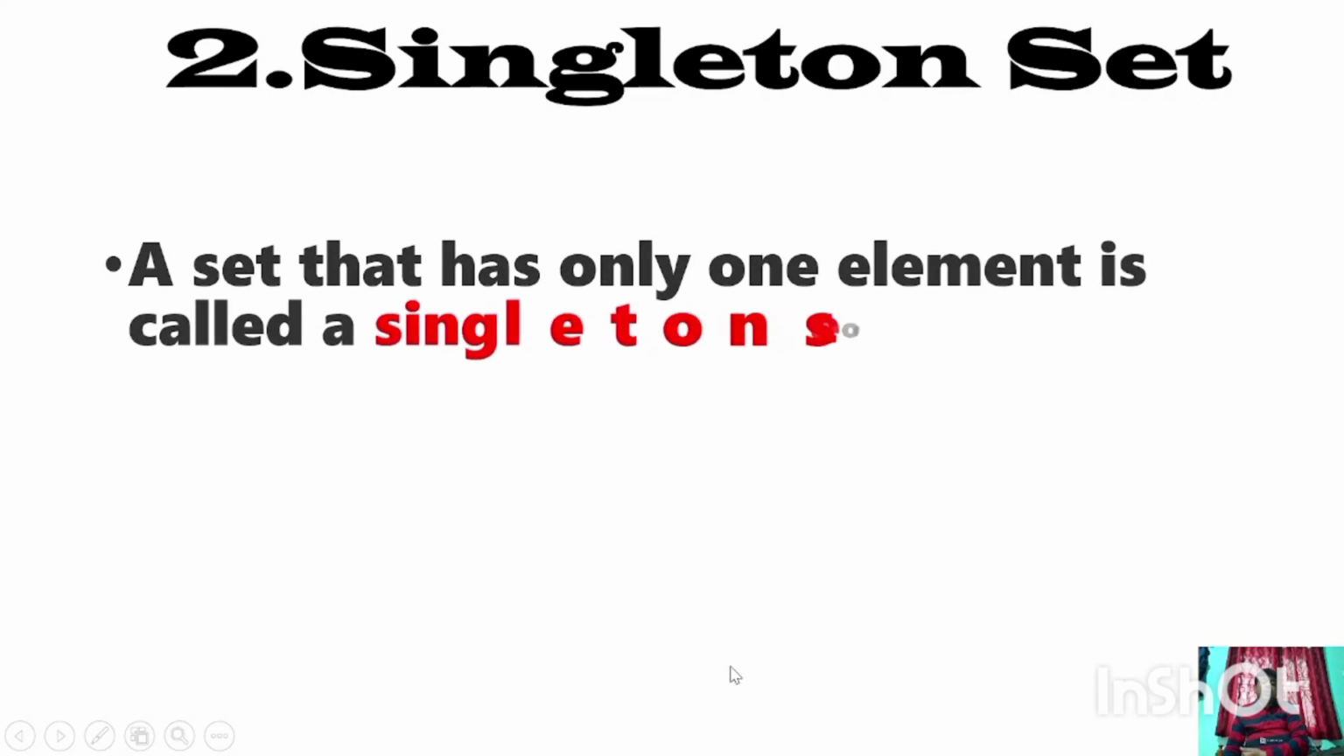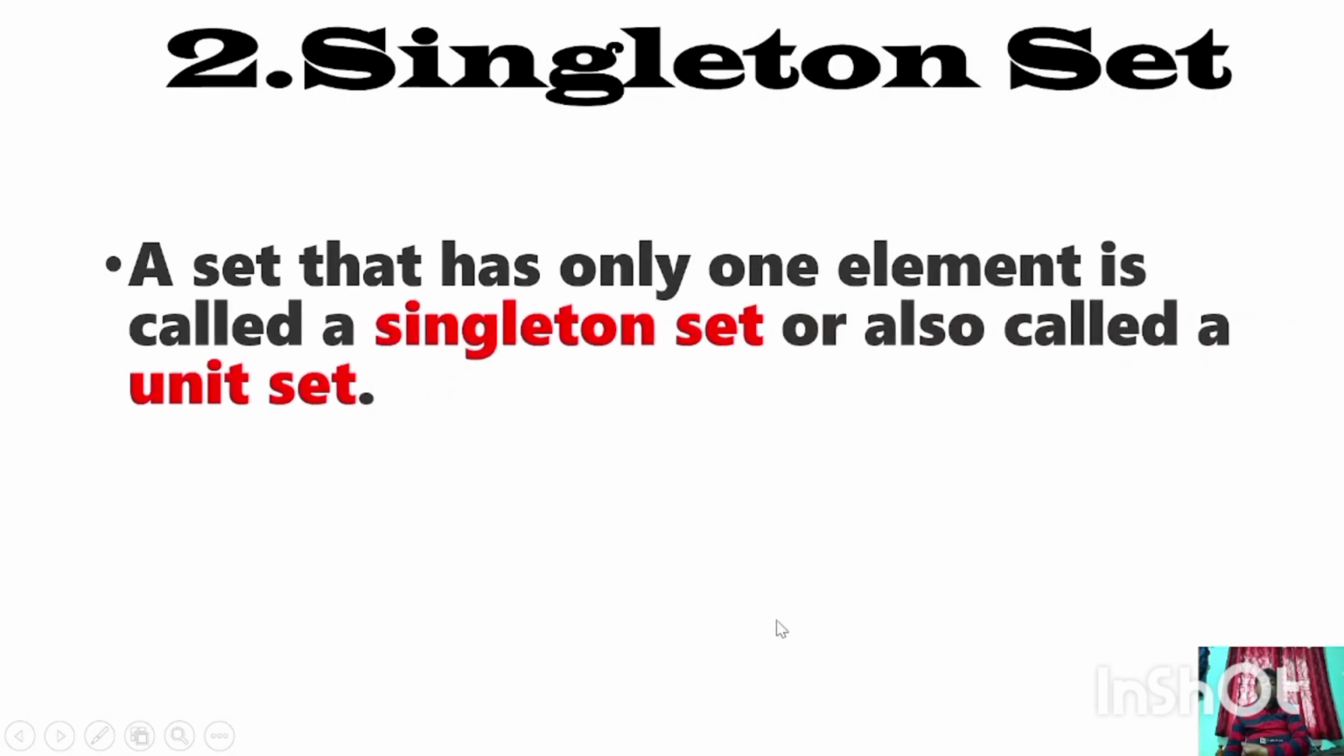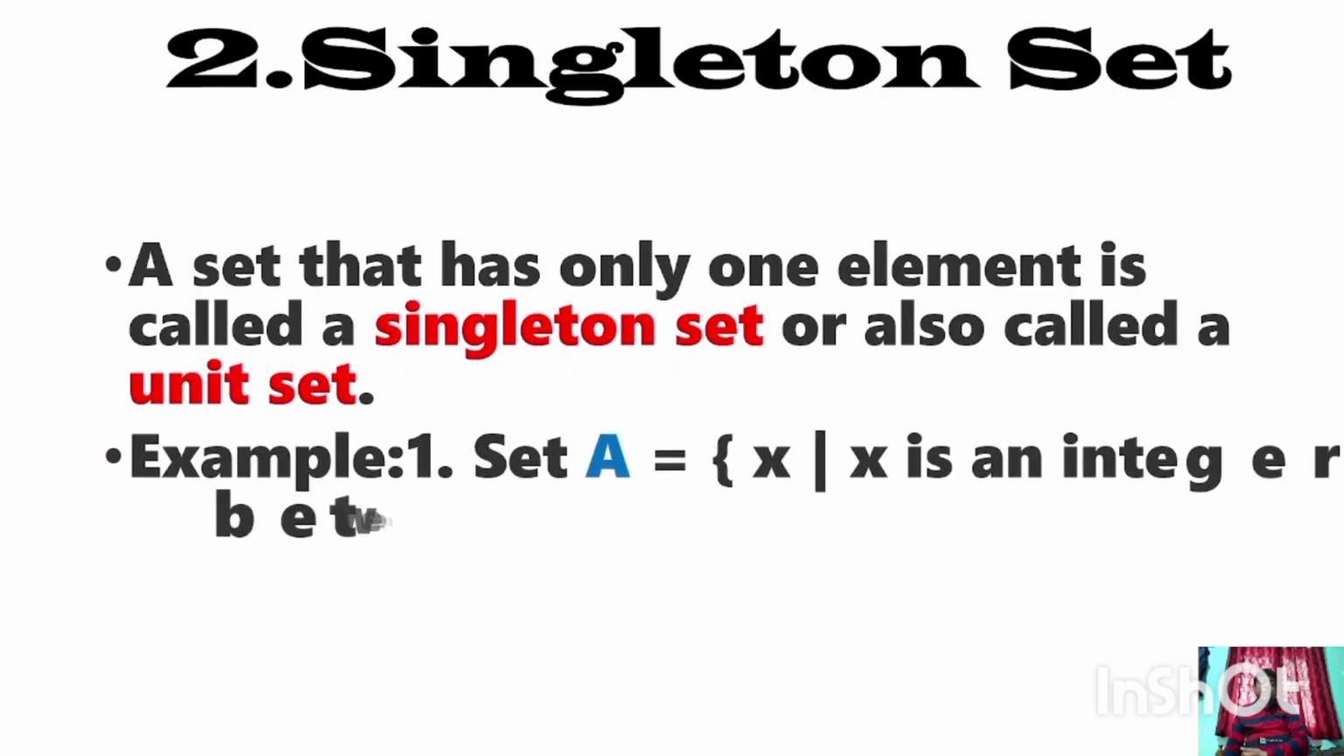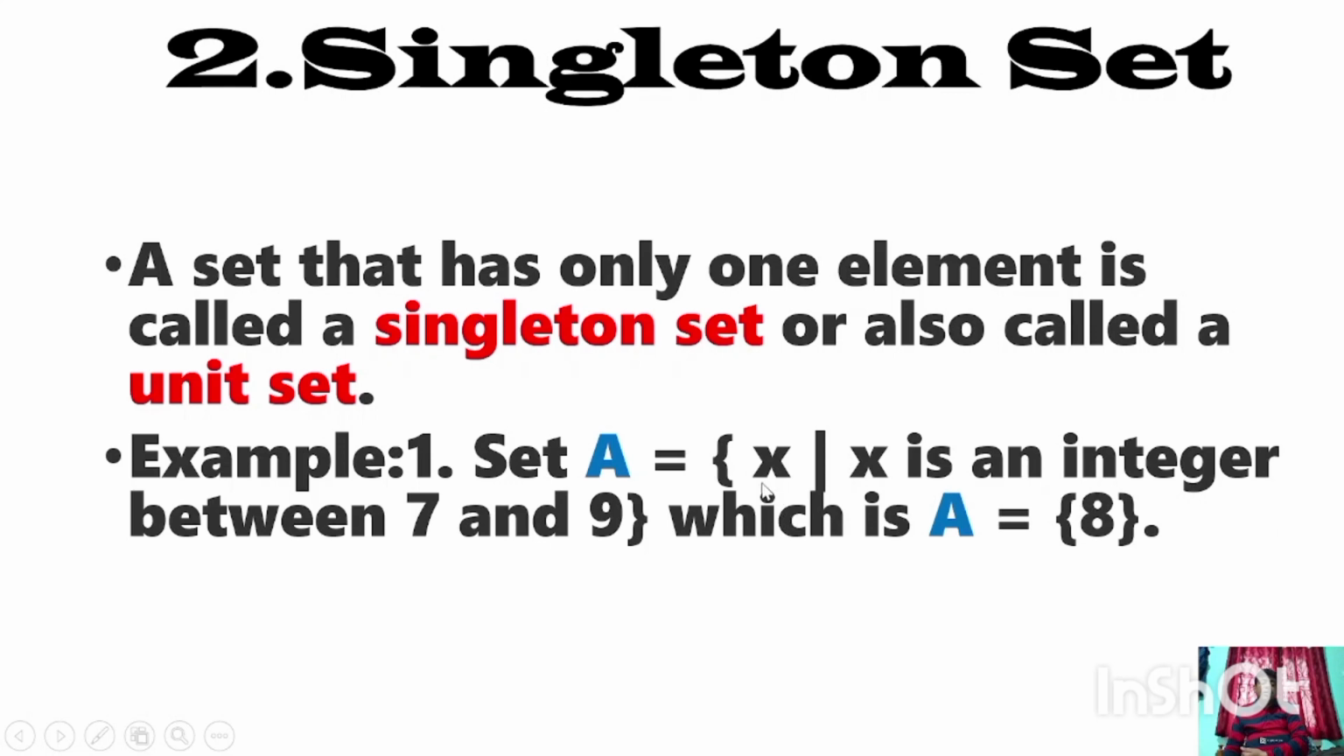A set that has only one element is called a singleton set, also called a unit set. Set having only one element. Example, the set A, x such that x is an integer between 7 and 9. So what is the integer between 7 and 9? If you write in the builder method, the element will be 8. So it has only how many elements? One element. So this is called a singleton set.